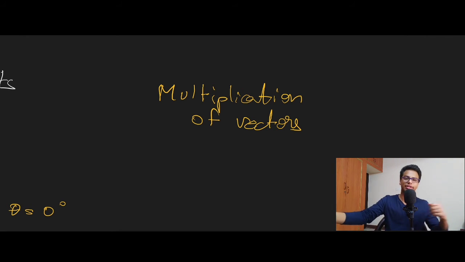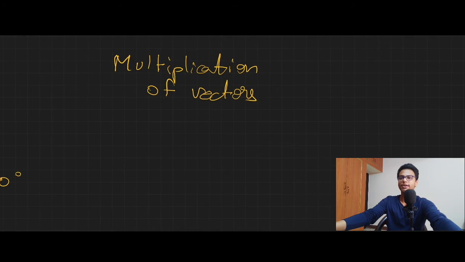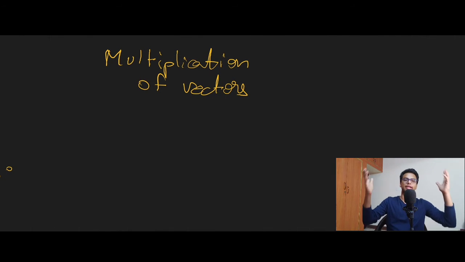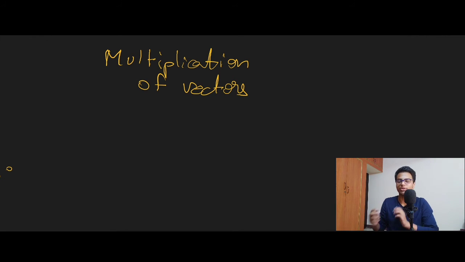Now, this topic is actually really small. If I want, I can of course extend it to another class and make it 1 hour more, but there's no point in extending it. It's very simple. So, multiplication of vectors. First, we're going to see how we can multiply a vector by a scalar, right? How do we multiply a vector by a scalar?